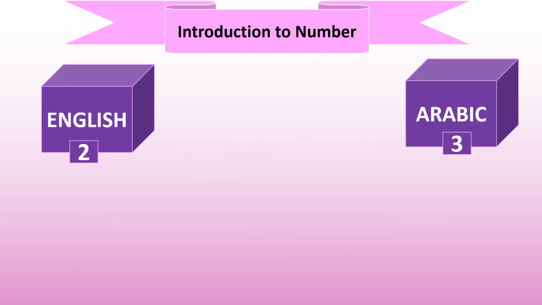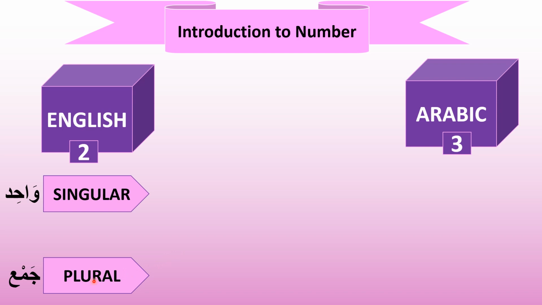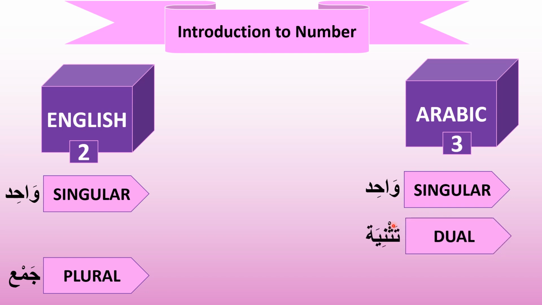First and foremost, we want to give an introduction to this concept of number. What we must understand is that in English there are 2 numbers only, while in Arabic there are 3 numbers. In English the first number is singular, called wahid in Arabic, and the second number is plural, called jam. In Arabic, the first one is singular, wahid. The second one, which is not found in English, is called dual, tathniya. And the third one, which is also found in English, is plural, jam. So in Arabic, we have wahid, tathniya, jam. In English, we only have wahid and jam.